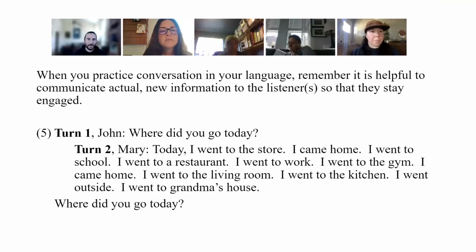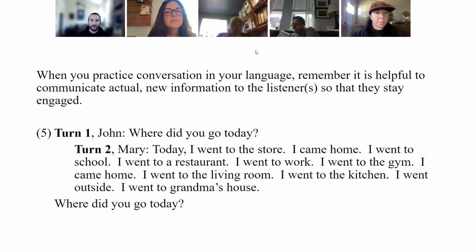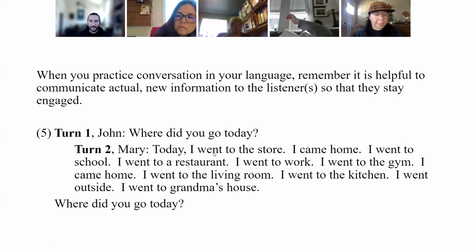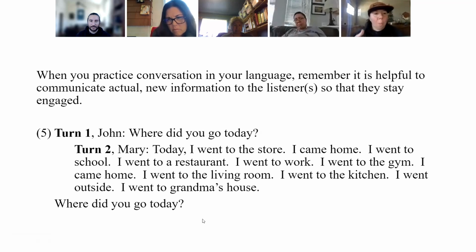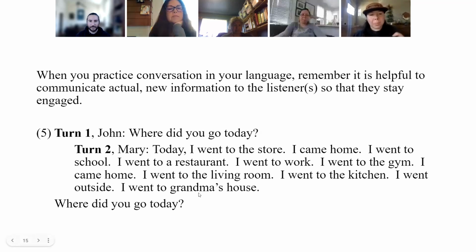Okay, so when you practice conversation in your language, remember it's helpful to communicate actual new information to the listeners so that they stay engaged. So turn 1, John: where did you go to the store today? Turn 2, Mary: today I went to the store, I came home, I went to school, I went to a restaurant, I went to work, I went to the gym, I came home, I went to the living room, I went to the kitchen, I went outside, I went to grandma's house. And then the next turn would be, where did you go today?